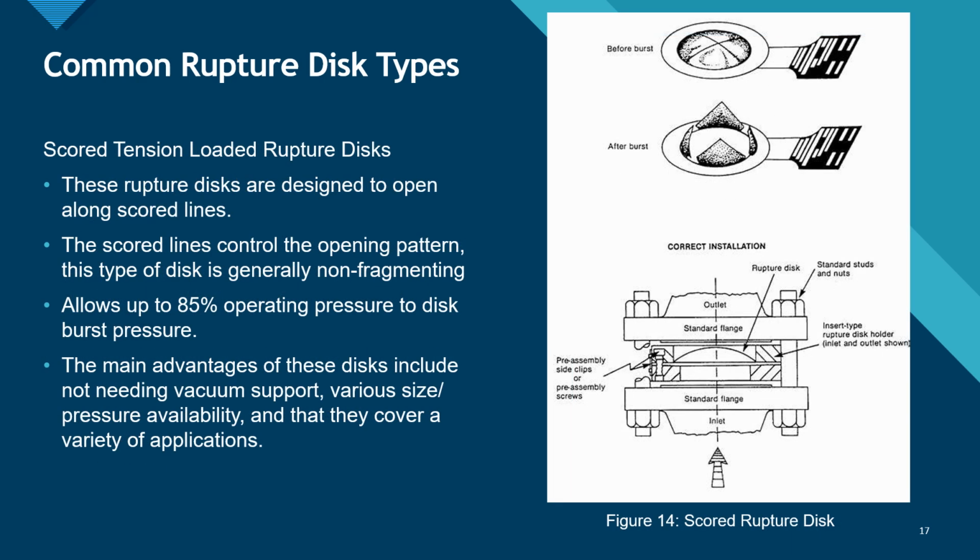The second common rupture disc type is the scored tension loaded rupture disc. These discs are designed to open along scored lines, as you can see on the diagram on the right in comparison to the previous one. The scored lines control the opening pattern of this type of disc, which is generally non-fragmenting. This allows up to 85% of operating pressure to disc burst pressure. The main advantages of these discs include not needing vacuum support, and they're available in various sizes and pressures, and they cover a variety of applications.